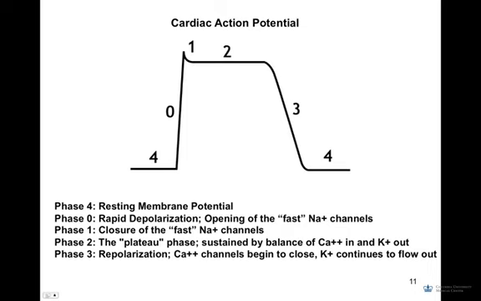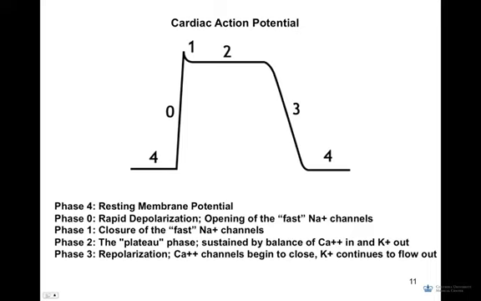Now, eventually, the plateau ends, and we go into a repolarization phase. We go into phase 3. Phase 3 happens when those calcium channels close. Those calcium channels are open for a given amount of time, and then they close. And when they close, the potassium continues to move out of the cell, which causes this repolarization, this phase 3.